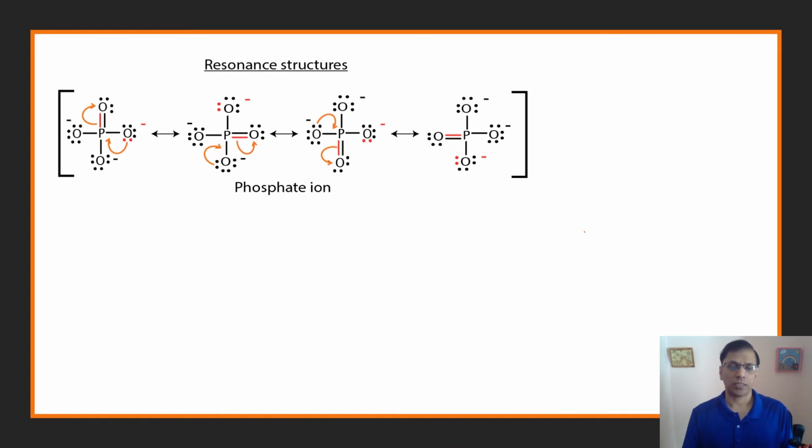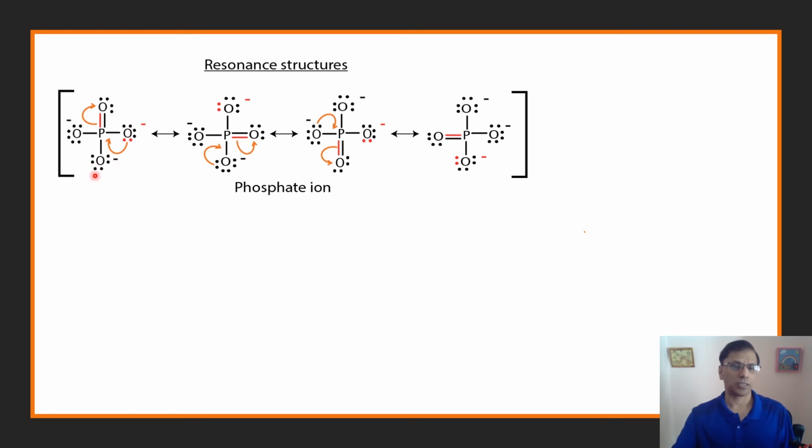Let's move on and talk more about other resonance structures. This is an example of the phosphate ion. You can see in the phosphate ion there are three negative charges on each oxygen. So we have one negative charge on one.